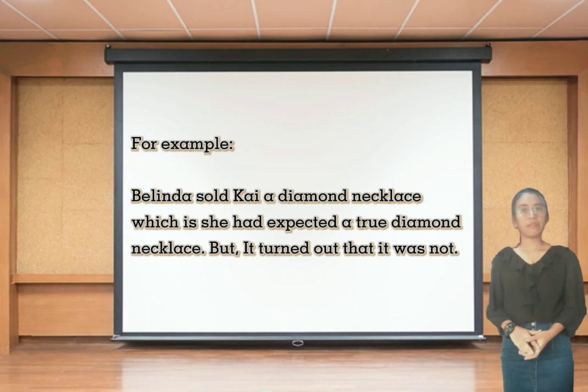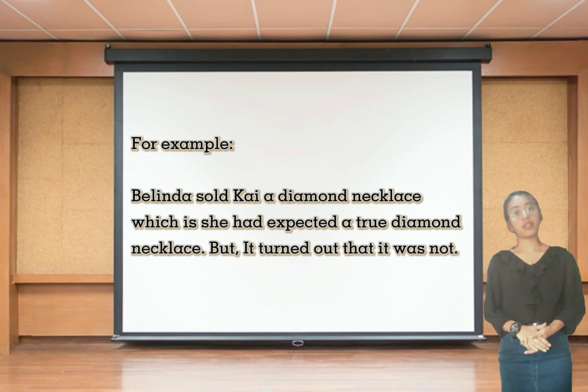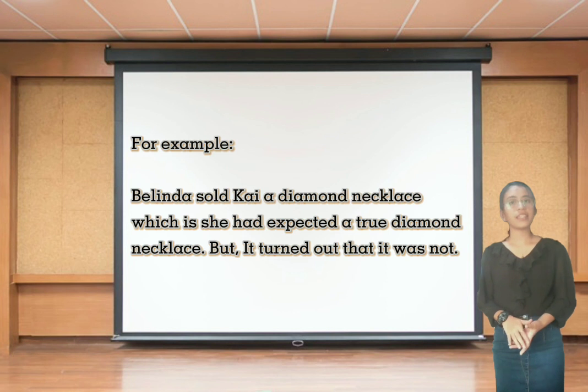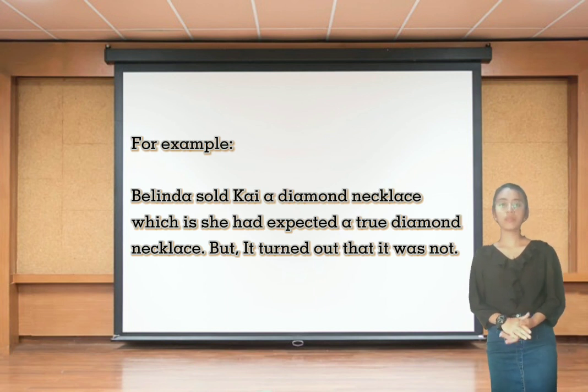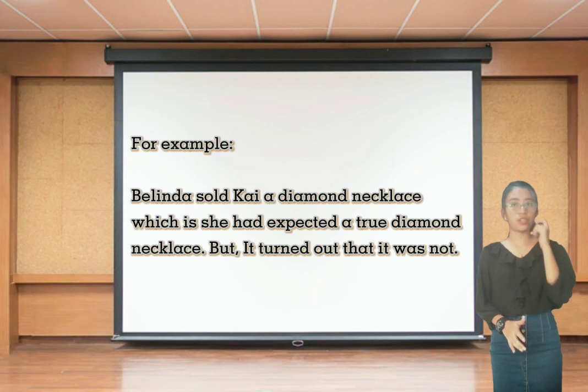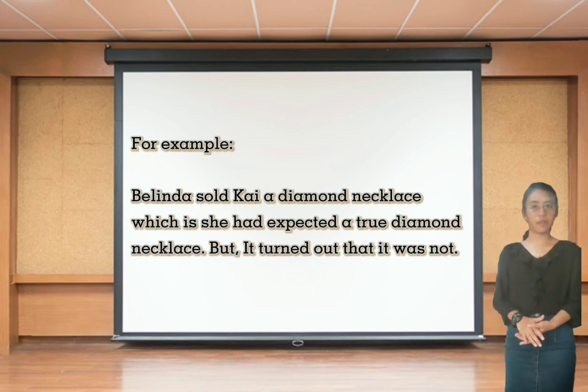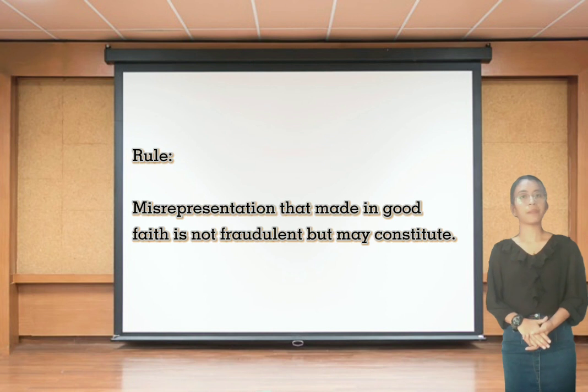For example, Belinda sold Kai a diamond necklace which she had expected to be a true diamond necklace, but it turned out that it was not. So in that case, if Belinda did not know that the necklace she's selling is not made of a real diamond, then it is not her purpose to do so. The misrepresentation in this situation is not fraudulent, but it may have an error or mistake. Besides, Belinda will be required to return Kai's payment. Therefore, recall the rule: misrepresentation made in good faith is not fraudulent but may constitute error.